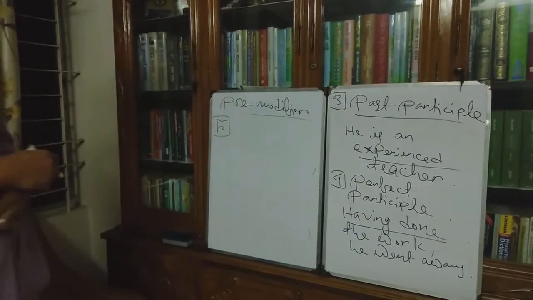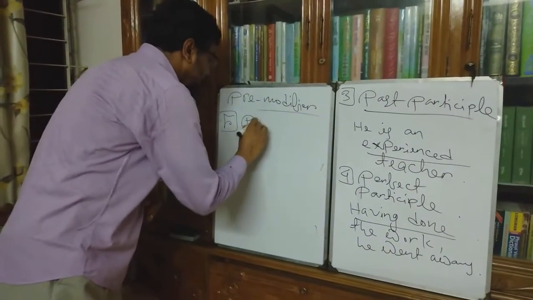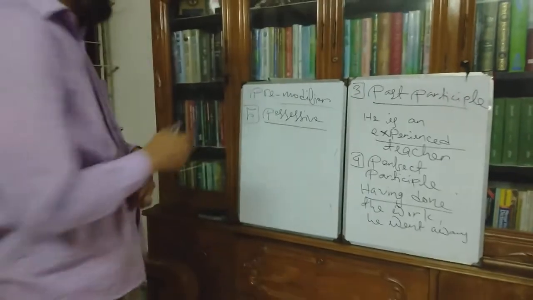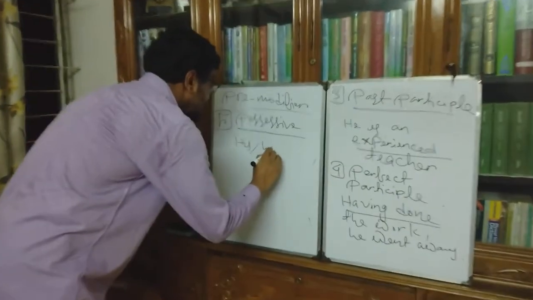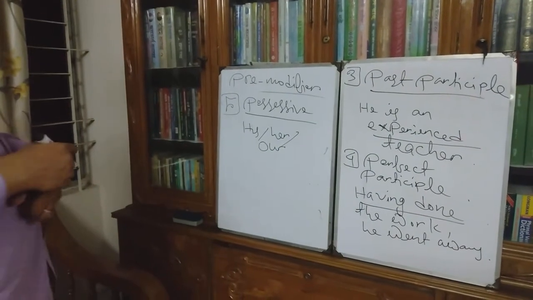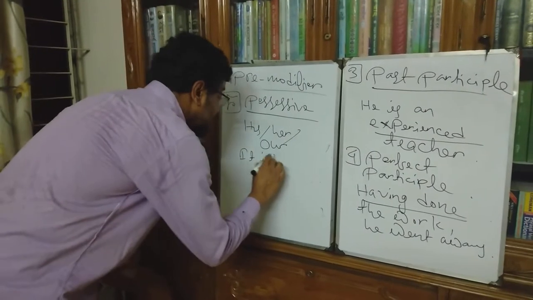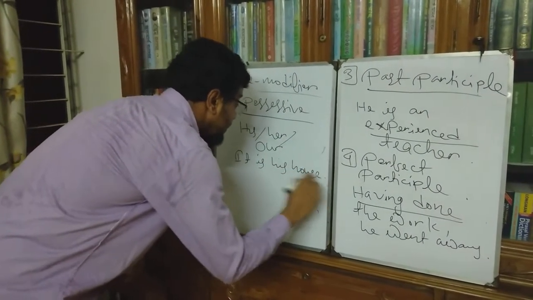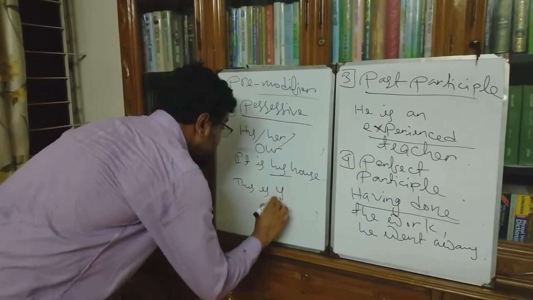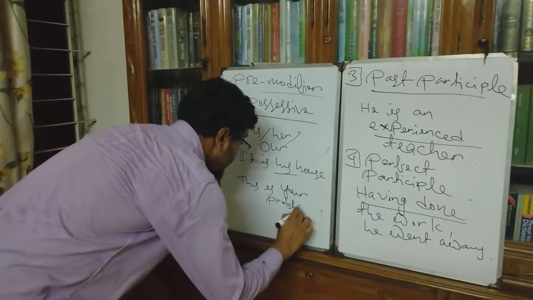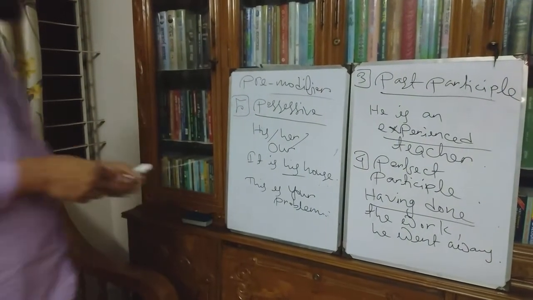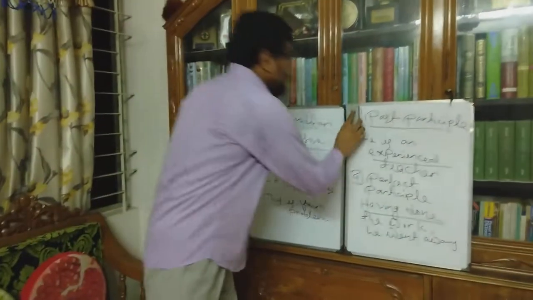Next thing is possessive. We all know about possessive. So all the possessives can be used as pre-modifier. Suppose his, her, our, these are the possessive, and all these possessives can be used as pre-modifier. It is his house. Here his is a pre-modifier. This is your problem. That your is also a pre-modifier, as it is also giving information about problem. So possessives can be used as pre-modifier.